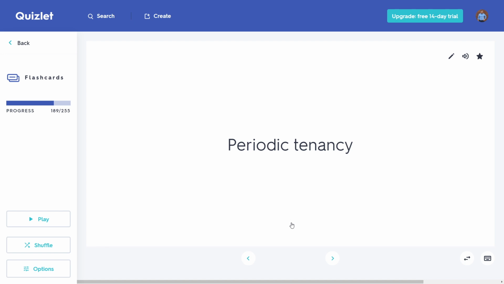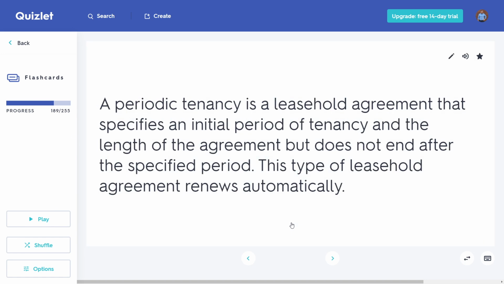Okay, are you guys familiar with this? So we did talk about some tenancies earlier. A periodic tenancy is a leasehold agreement that specifies an initial period of tenancy and the length of the agreement, but does not end after the specified period. This type of leasehold agreement renews automatically. So pretty much, as it states, that's how it works.